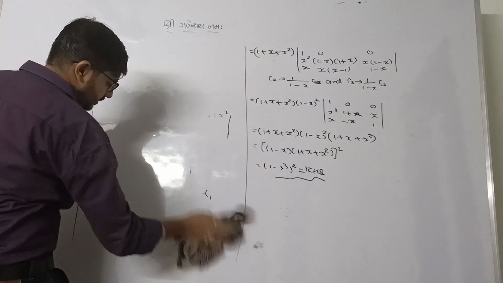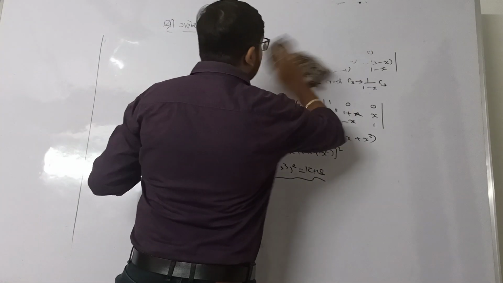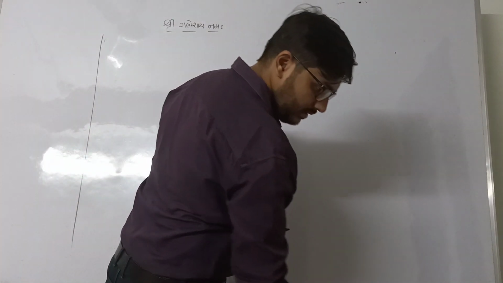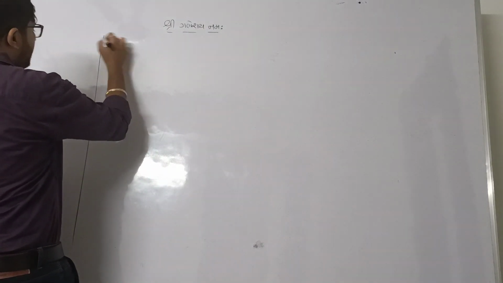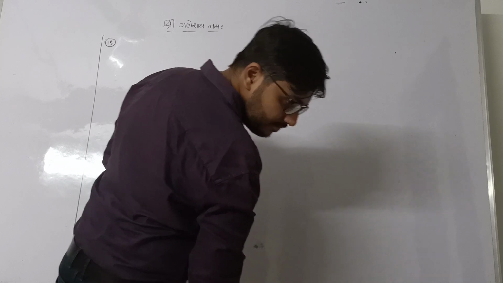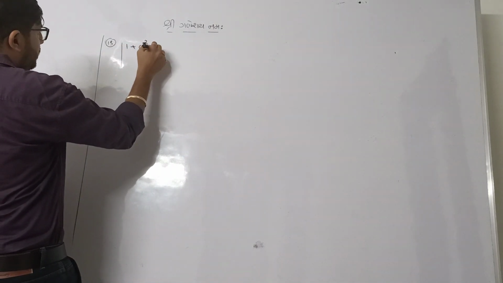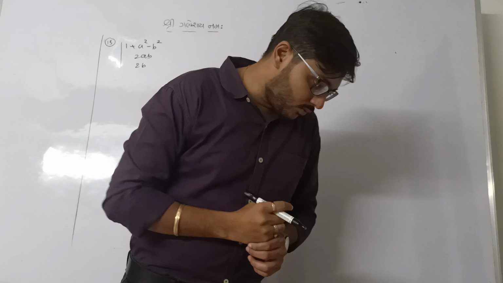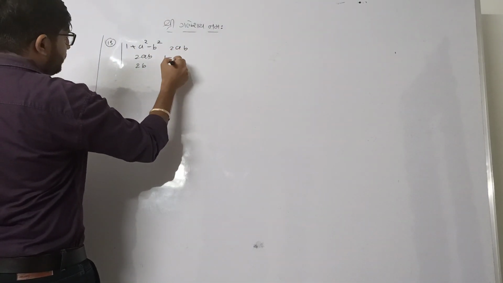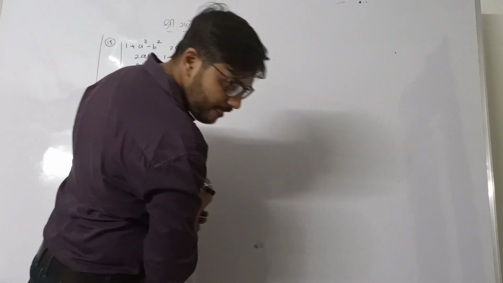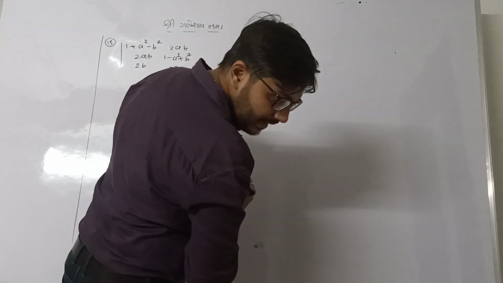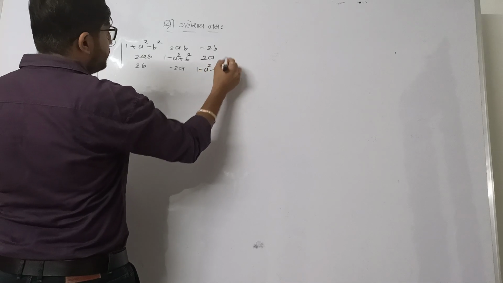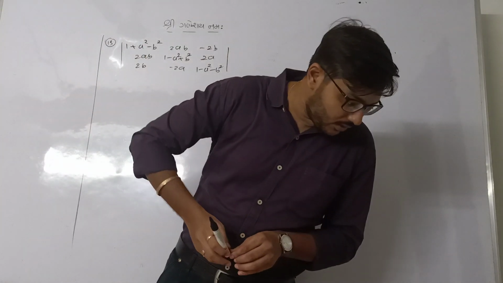So in question number 30, we are given the determinant with rows 1 plus a square minus b square, 2ab, minus 2b; 2ab, 1 minus a square plus b square, 2a; and 2b, minus 2a, 1 minus a square minus b square, and we have to prove that it equals (1 plus a square plus b square) whole cube.